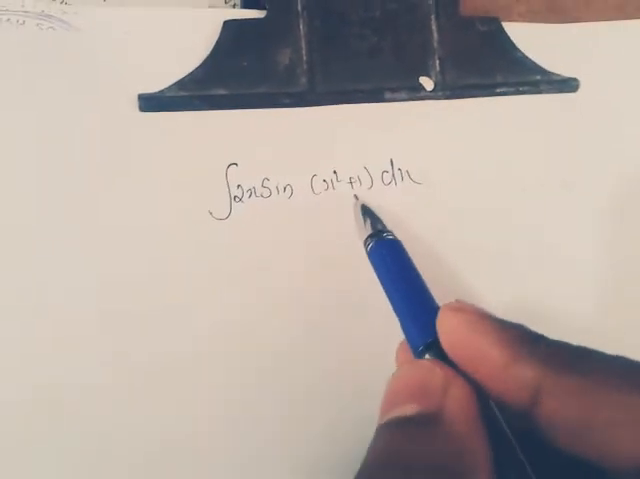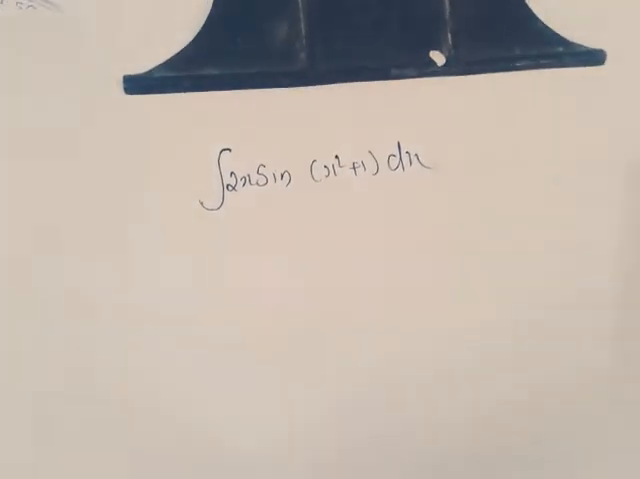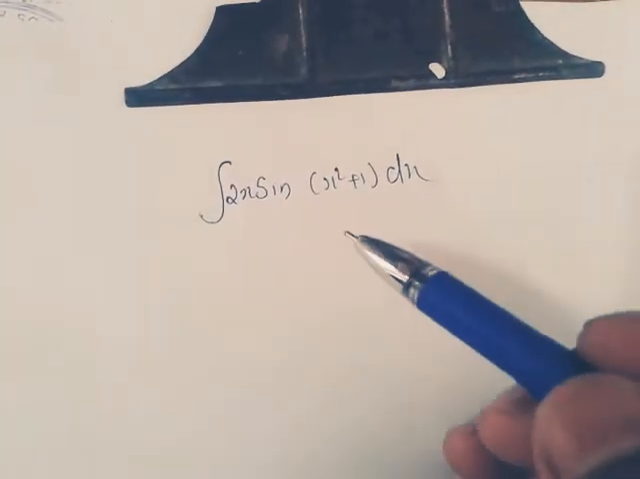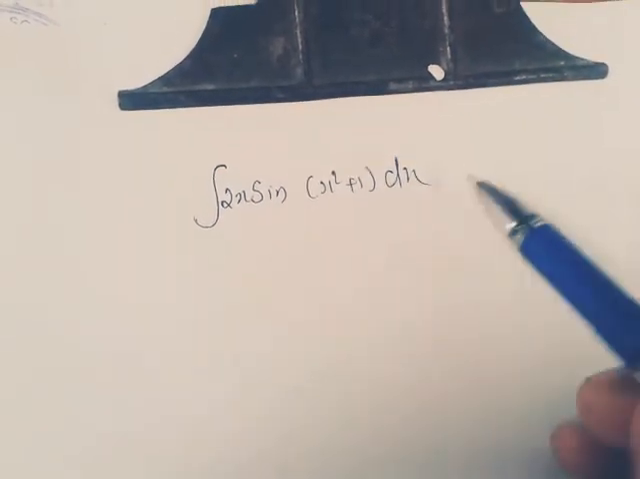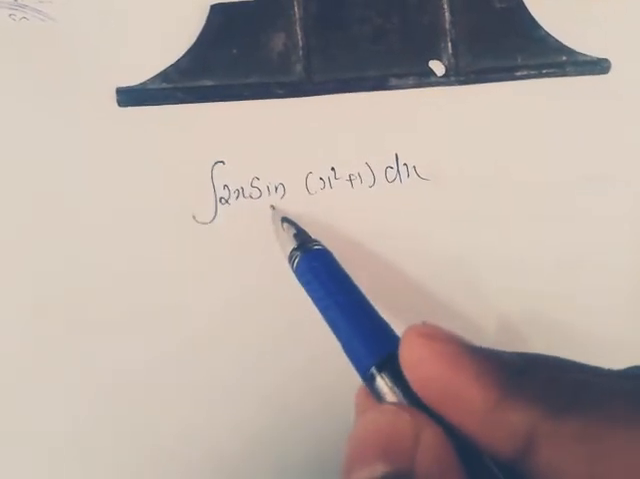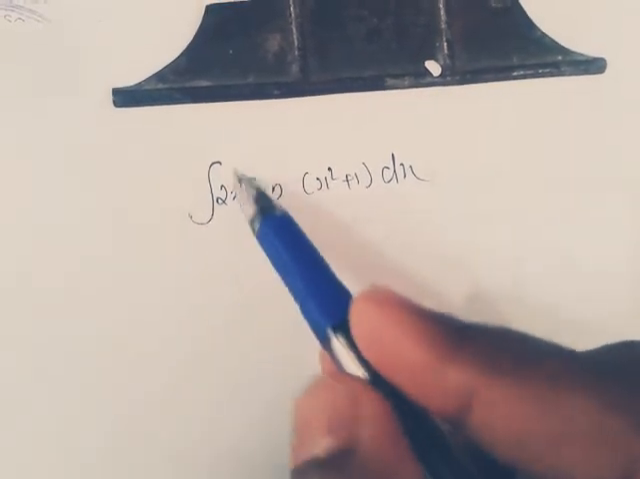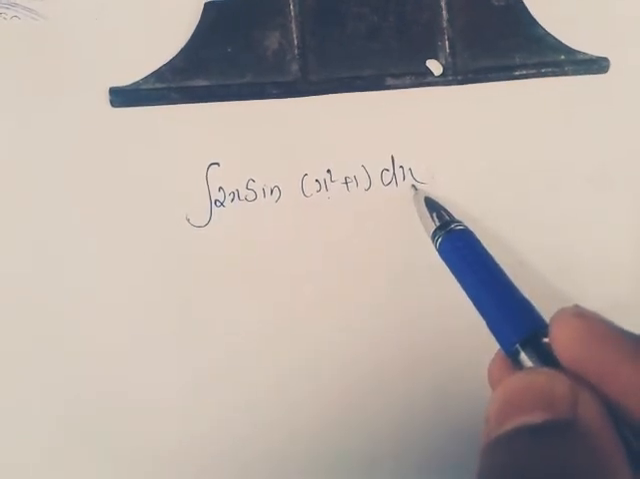So your first question is, integral 2x sine of x square plus 1 dx, integral 2x into sine x square plus 1 dx. We can use the substitution method here, but is there any other method, any other rule? Yes, you can use the product rule also. You can consider this as the first function and this as the second function, and use the product rule for the integral of the first function into the second function into dx. That rule can be applied.